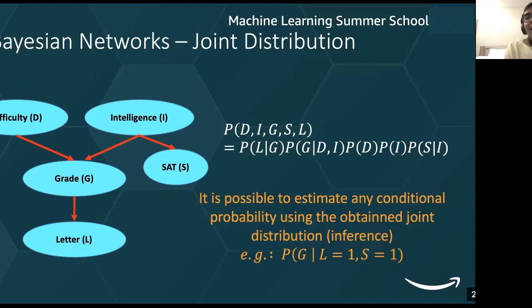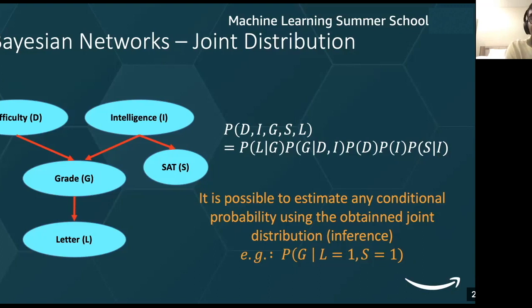So the one way we would construct a joint distribution, but before I go into that, just a note on what a joint distribution essentially implies: it is the probability of co-occurrence of all the features. That is probability of D, comma I, comma G, comma S, comma L. That is what constitutes a joint distribution in probabilistic parlance.